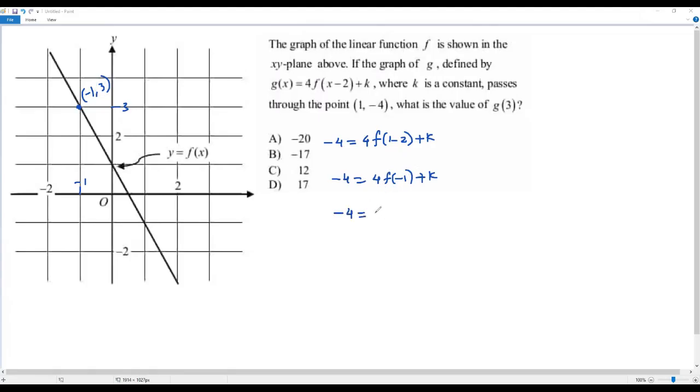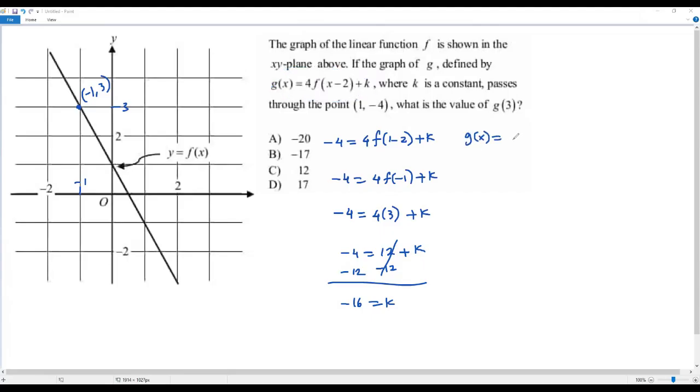Then I'm getting -4 equals 4 times 3 plus k. -4 equals 4 times 3, which is 12, plus k. Let me subtract 12 from both sides of this equation. Then the 12 and -12 will cancel out. I'm getting -16 equals k. Okay, now we can plug in this -16 for k into the function, so that the function g of x will be complete.